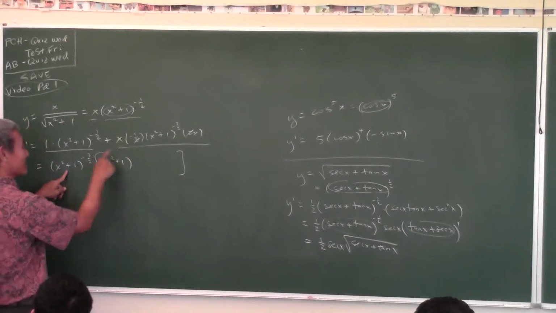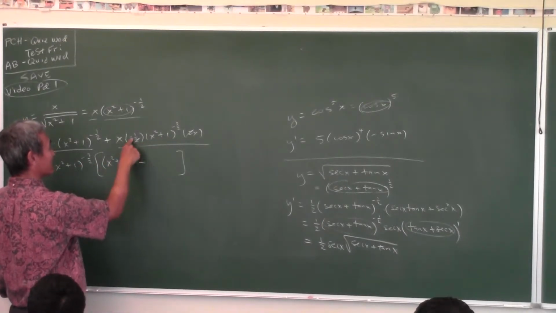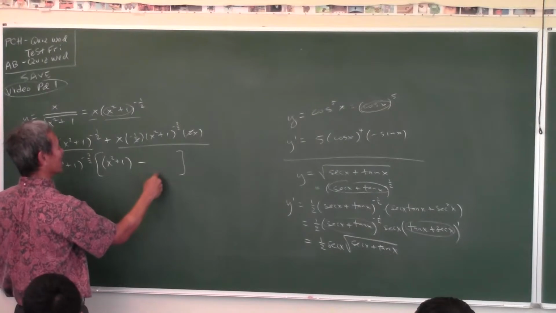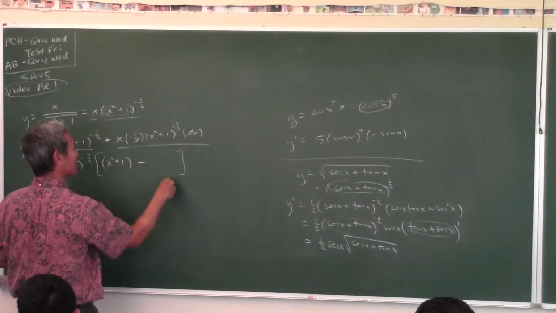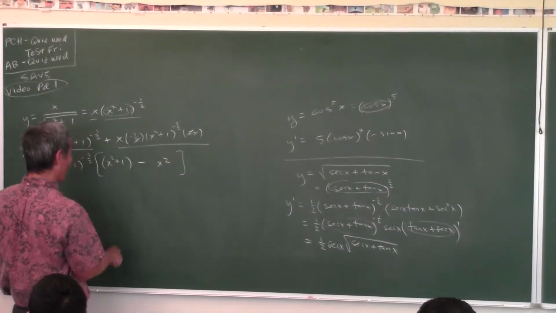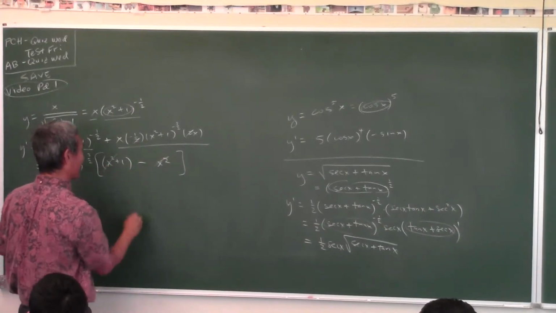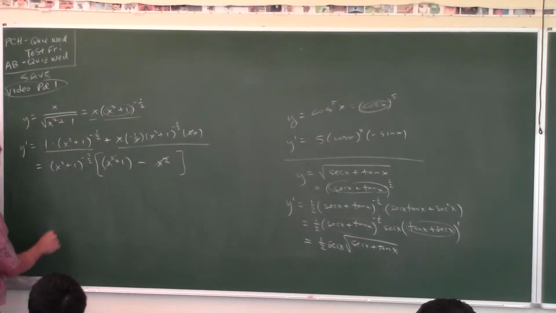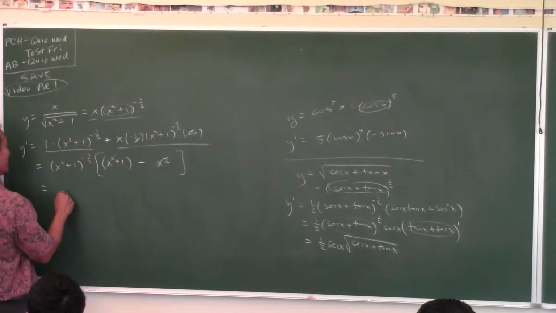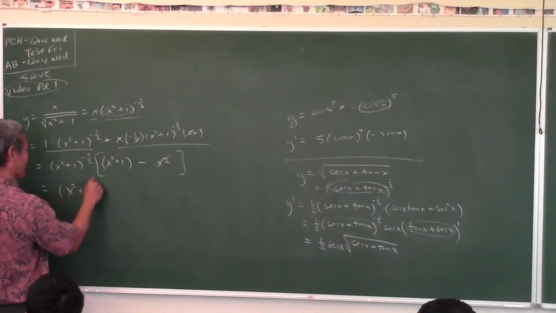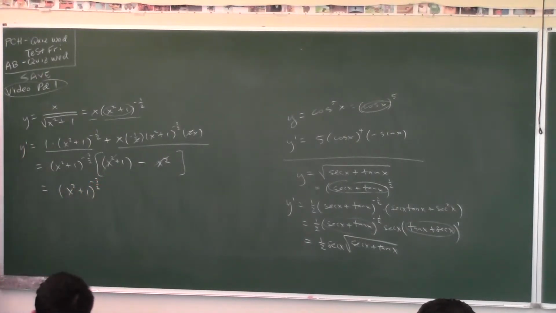Okay, and then if I factor this out from that, what's left? Minus 1. No, this x and x squared. Oh, but this x squared cancels that x. In fact, I think I'm doing one of your homework problems for you. So the final answer is just x squared plus 1 to the negative 3/2. That's the final answer. Box that. It's pretty nice, yeah? In fact, I think that's one of your homework problems.